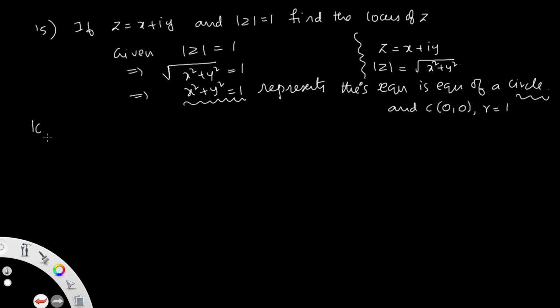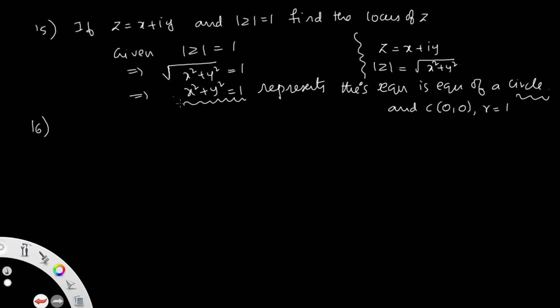This is the question for 2 marks. Modulus of z is nothing but root over x square plus y square. That's why we have taken root of x square plus y square equal to 1. Now simplify: x square plus y square equal to 1 is the equation of a circle, and the center is (0, 0) and the radius is 1. That's why we have written it as locus. You have to complete the locus also, you have to write that.